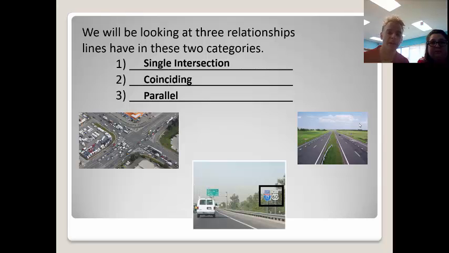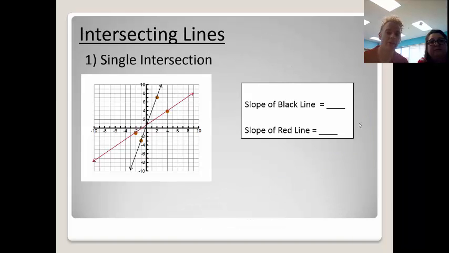So now that we've talked about our relationships and our categories, let's dive right in. The first category we're going to talk about is intersecting lines, and our first relationship is the single intersection. We're going to look at some lines that have a single intersection and talk about some qualities that make them intersect only once. So go ahead and find the slope of each of those lines. Pause the video and come back in just a second or two.